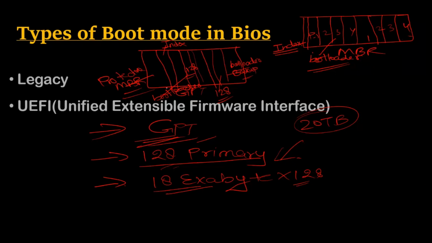So at that time, what will happen? In the MBR case, my operating system will be corrupted. It will not boot up because here we have only this single bootloader. If I delete or corrupt this bootloader in any way, your operating system will be corrupted. But in GPT, if the main bootloader gets corrupted, then your operating system will boot up using this backup bootloader. It will not be corrupted.